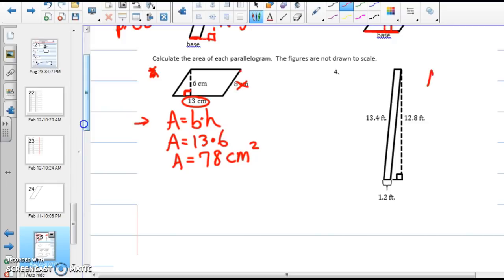Number 4, the first thing you should have done is written your formula, A equals B times H. If you look at your parallelogram, you had to identify the base and the height. Well, the base is this tiny side right here, and the way that I recognize that is because the height touches it to form this right angle. So I'm going to replace B with 1 2/10, and then my height is this side, which is 12 8/10.